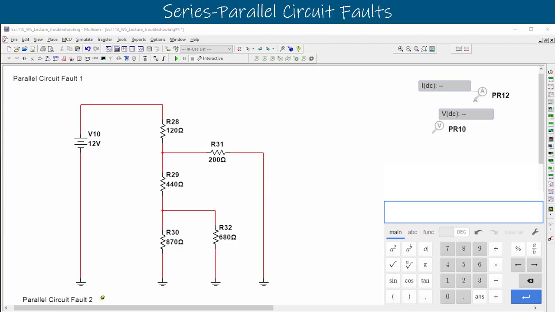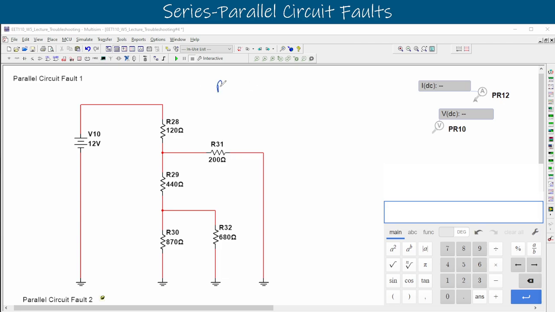Hello and welcome. In this video, we're going to look at the series parallel circuit here and try to identify what's wrong with it, the fault in the circuit. So the first thing we need to do is identify what we expect from the circuit to get the total current at the beginning here. And we know IT requires our voltage source and our total resistance.